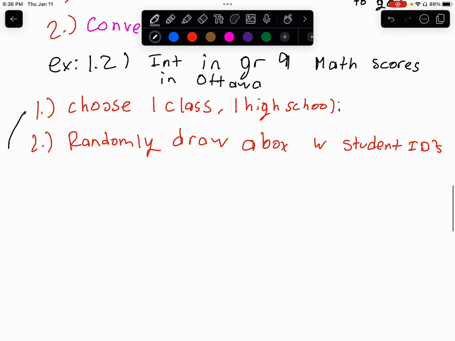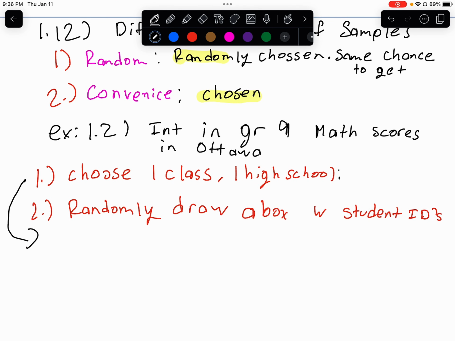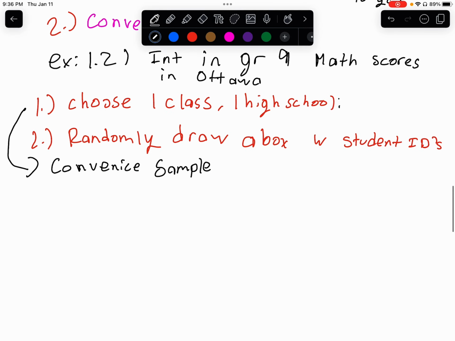So number 1. So remember our two conveniences, random and chosen. So the first one is our convenience sample, because we are choosing a specific school and a specific class that we want to use for this experiment, math courses. The next one, as you know, is the other one, random sample. This is because each one is randomly drawn from a box of student IDs in Ottawa to get the scores.